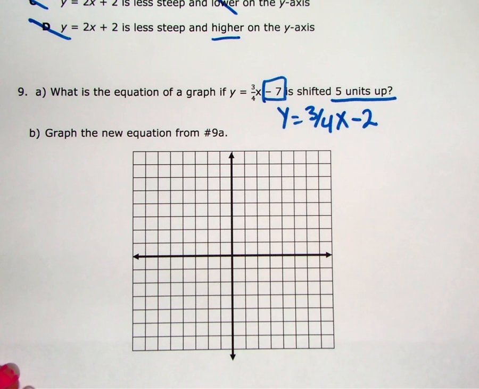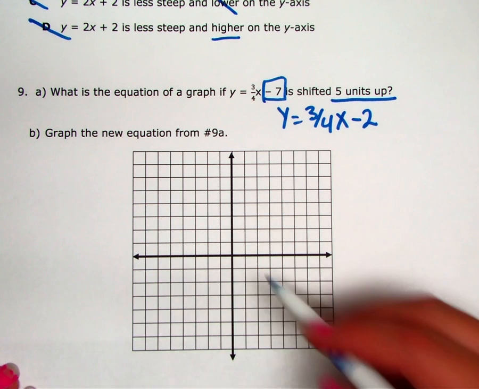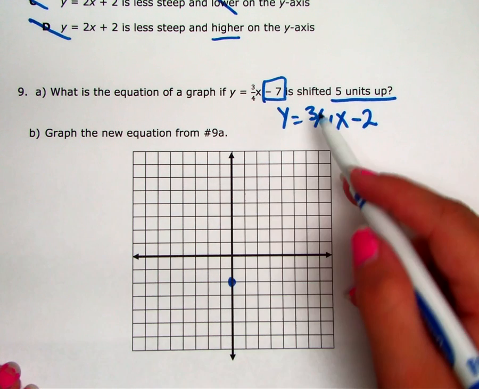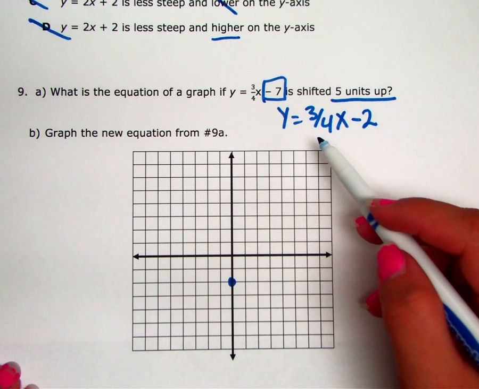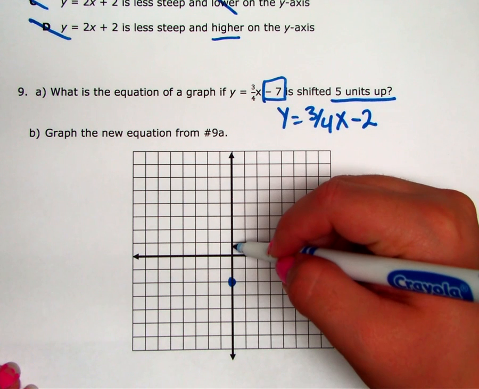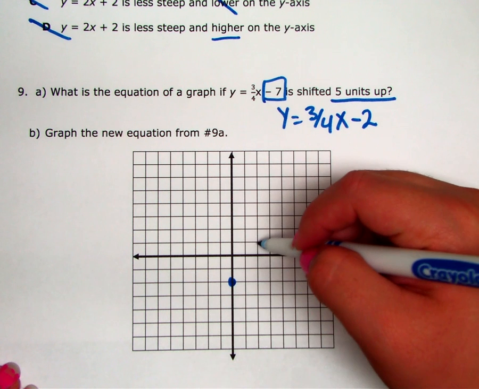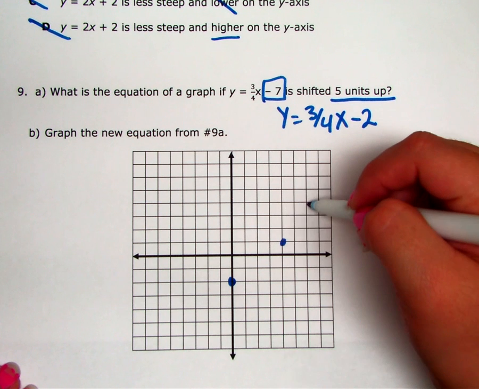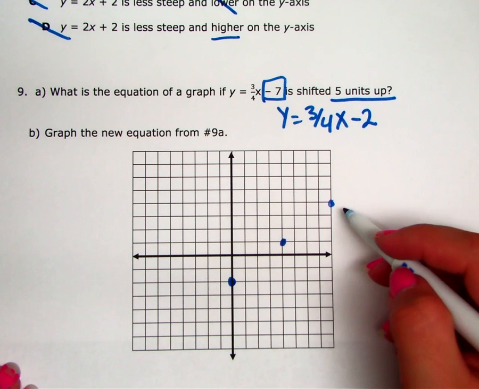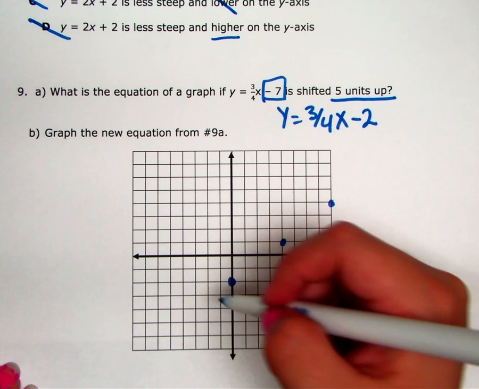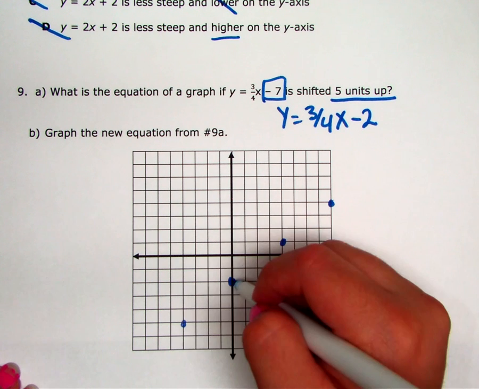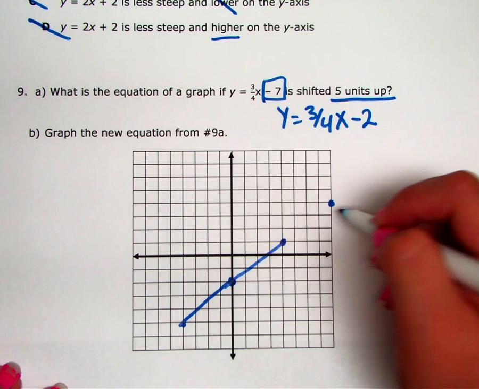Now they want us to graph it. So if I start at the origin and I go down 2, I'll be right there. Our slope is positive, so I'm going to go up 3 and over 4. And put the dot there. And then I'm going to repeat that pattern until I don't have any more room. And when I can't go that way anymore, I'm going to go to the other side. 1, 2, 3. 1, 2, 3, 4. So I'm going to connect those. And I'm done.